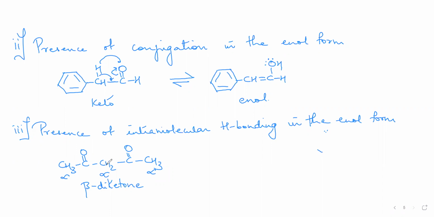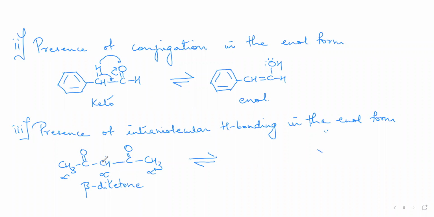Because if you remove this H, the negative charge on carbon can be resonance stabilized on either side. This side also, and this side also. So that makes this alpha hydrogen acidic. So migration will take place for that alpha hydrogen. It will migrate to one of the ketonic groups. Both are the same, so it can migrate to either of the sides.